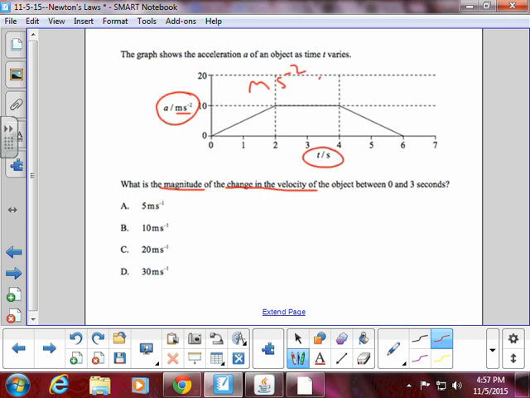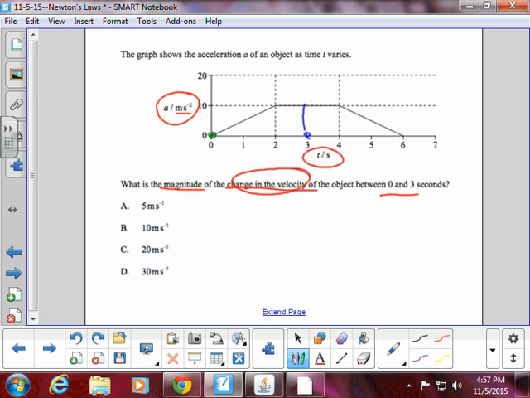and we multiply, if we want to use the area, multiply by seconds. One of those seconds is going to cancel, so we get meters per second, which are the units for change in velocity. So we want to find the area from 0 to 3 seconds. So here is 0, and here is 3. We want to find the area below that section of graph.